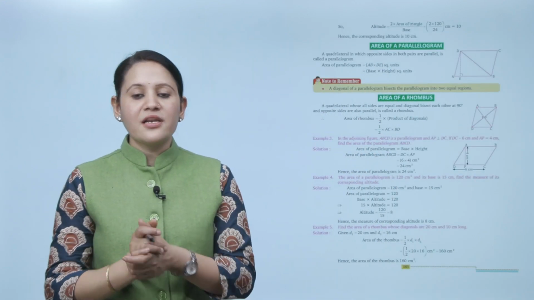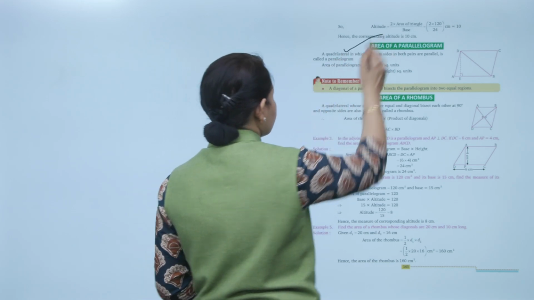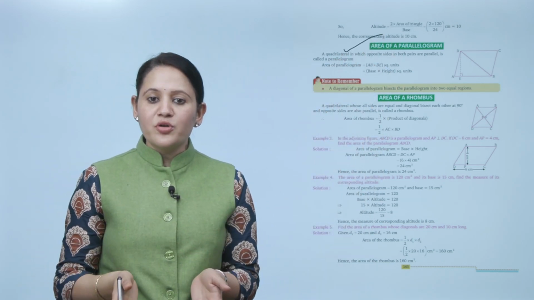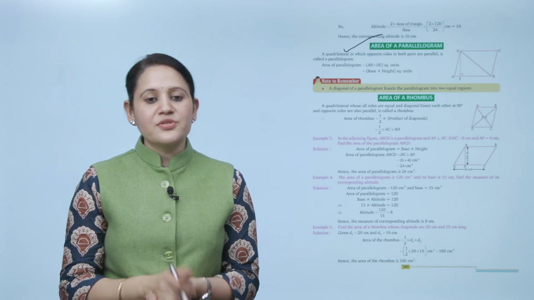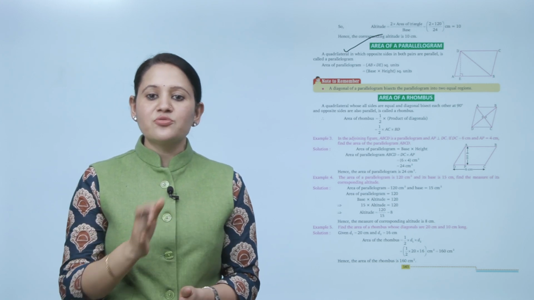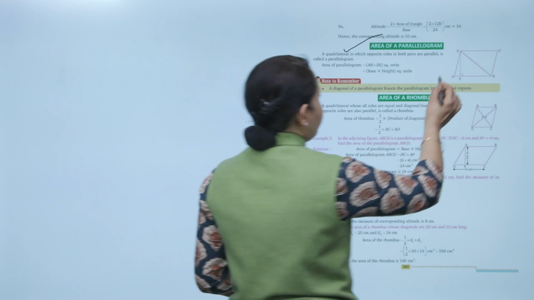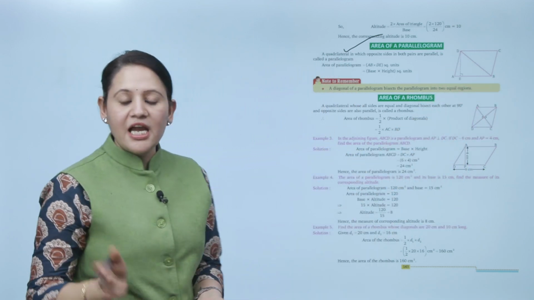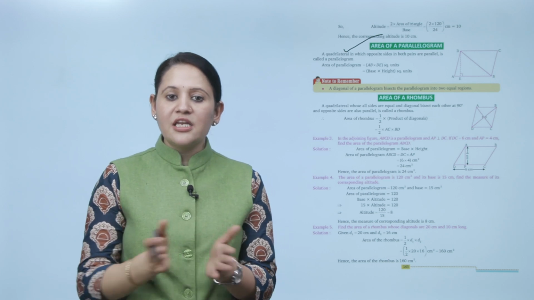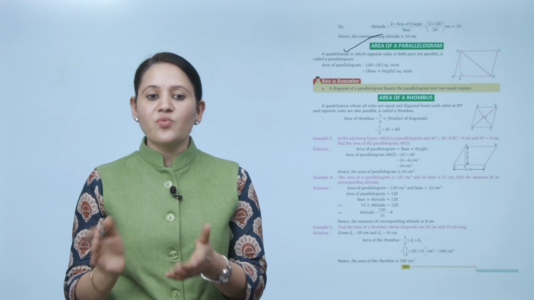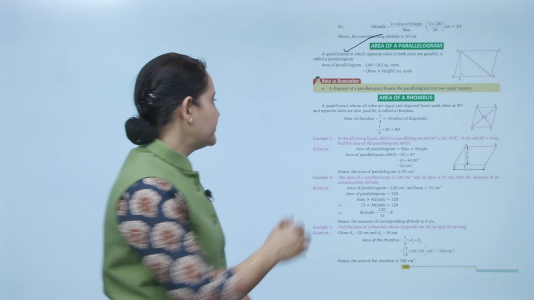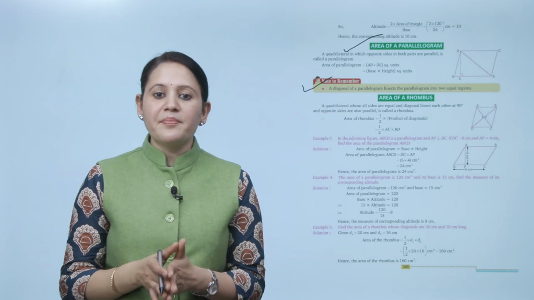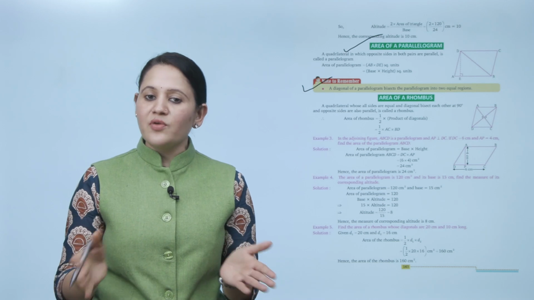Next is area of parallelogram. A quadrilateral in which opposite sides in both pairs are parallel is called a parallelogram. So area of parallelogram will be AB into DE unit. DE here is the altitude or height. So area of parallelogram equals base into height square unit. Note to remember: a diagonal of a parallelogram bisects the parallelogram into two equal regions.